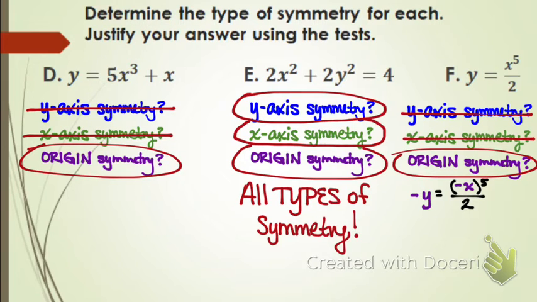Absolutely. When I take a negative number to an odd power, what happens? It's going to stay negative. So I'm going to have negative y equals negative x to the 5th over 2. If I divide everybody by a negative 1, I get y equals x to the 5th over 2, which is exactly the same as what we started with.